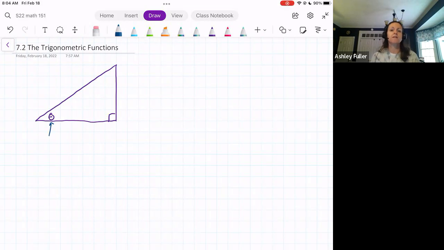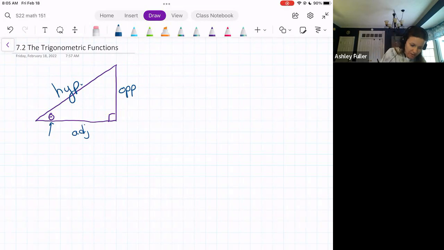We're going to refer to the legs of the triangle in reference to that angle theta. So for example, this leg will be the opposite side. The leg here would be the adjacent side, and here will be the hypotenuse. Notice if theta changes, the opposite and adjacent switch, and the hypotenuse would stay the same.